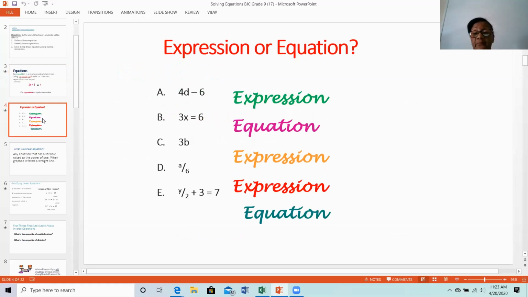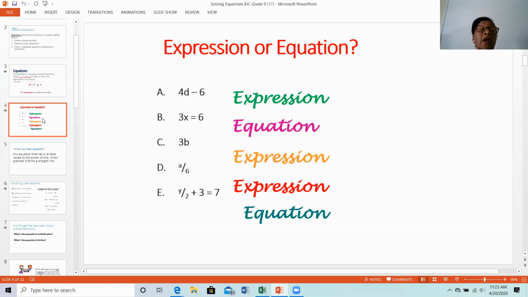We need to know, in algebra, we deal with expressions and we deal with equations. Look at 4d minus 6. And we notice the answers there. It says it's an expression. Why is it an expression? An expression does not have an equal sign, right? We have an expression with how many terms? 2 terms. A variable term, 4d, and a constant term, 6.